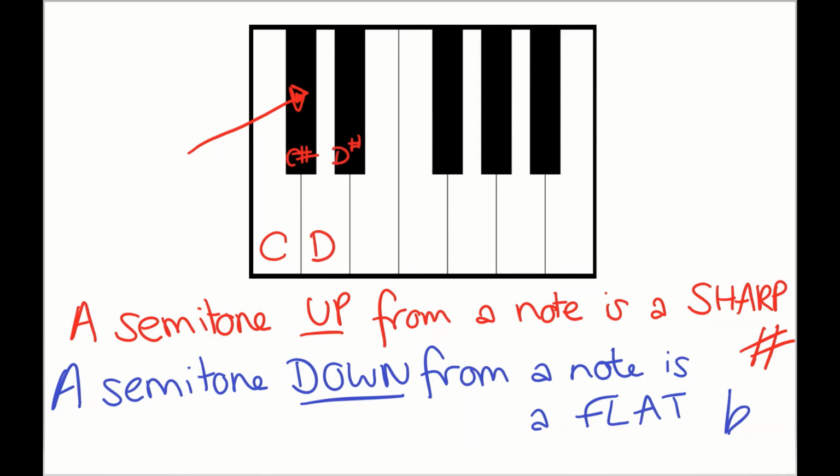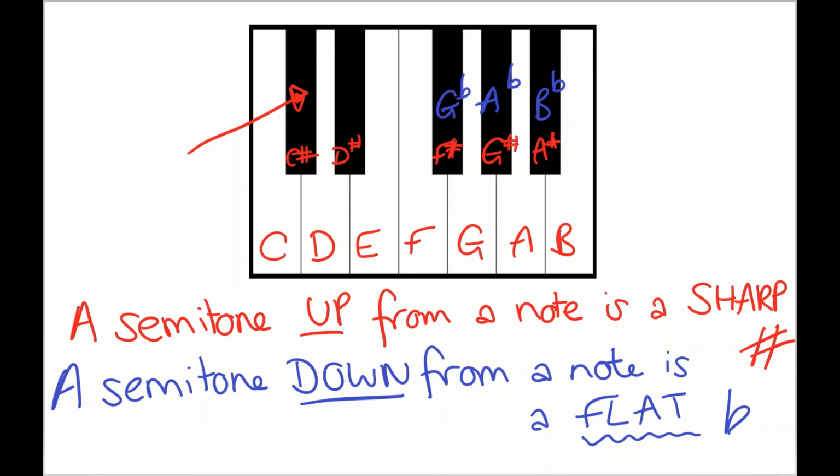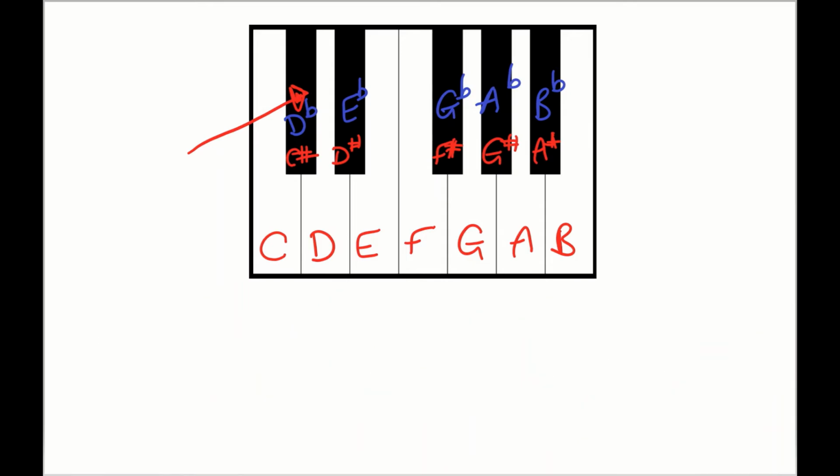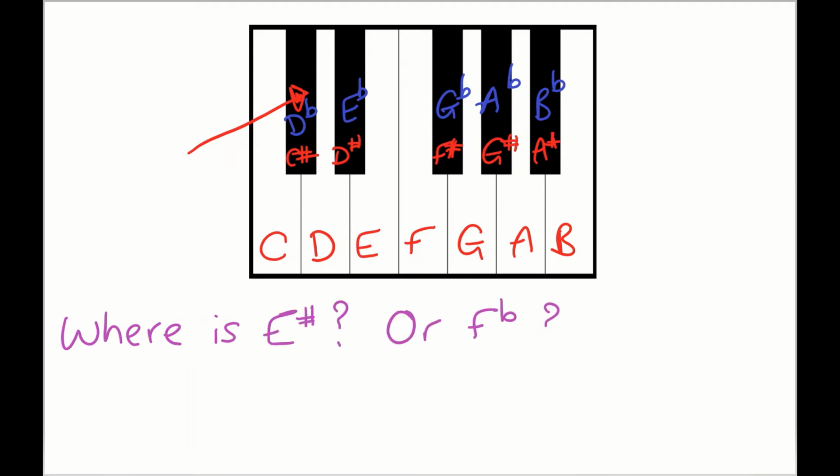So we've got C, and then we've got C sharp, D, D sharp, E, F, F sharp, G, G sharp, A sharp, and B. They're all the sharps. And then if we go backwards for the flats, we've got B flat. Now you can see that these flats are on the same notes as the sharps. It just means they've got two names. They're called enharmonic. But where is E sharp or F flat?